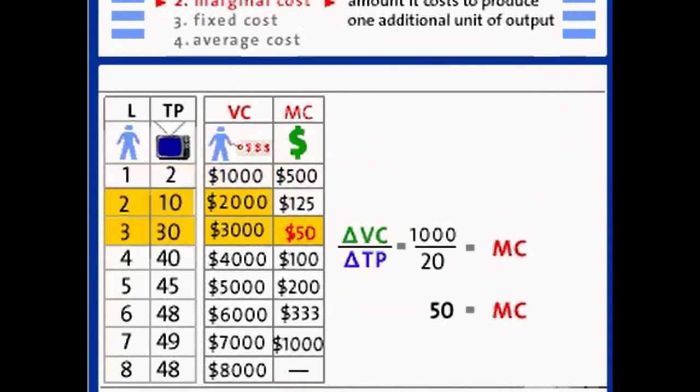Now, a good question is, why is the marginal cost of production changing? Why is the marginal cost of the first 2 sets only $500 each? The marginal cost of the next 8 sets is only $125 each. The marginal cost of the next 20 sets drops down to $50. Then the marginal cost of the next 10 sets is $100 each. Why is the marginal cost changing as output and employment change?